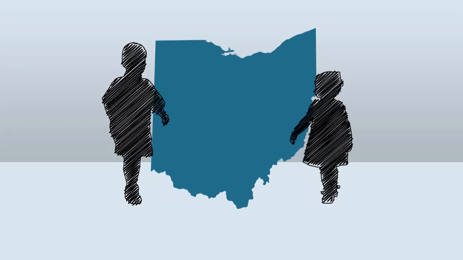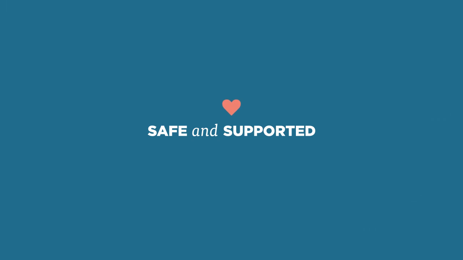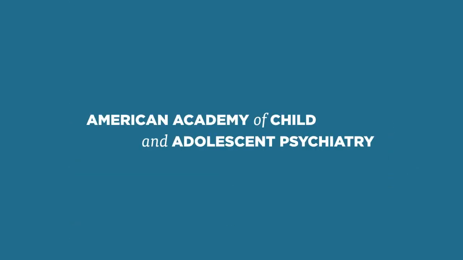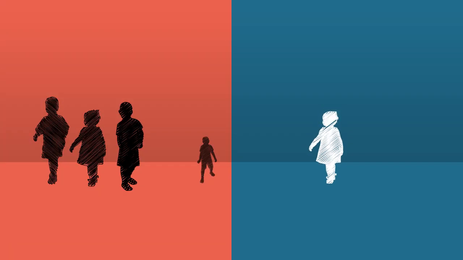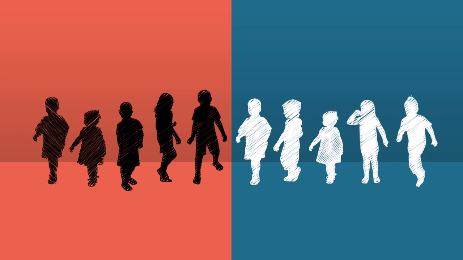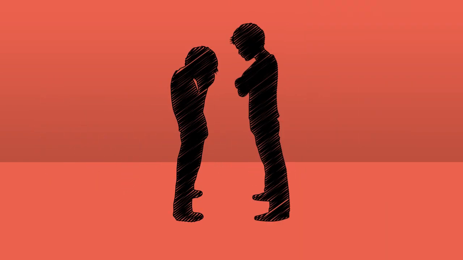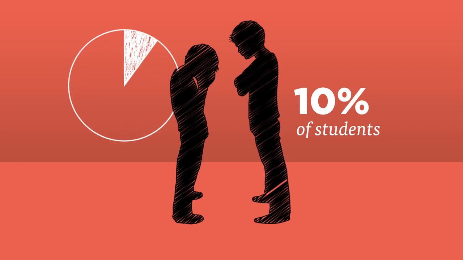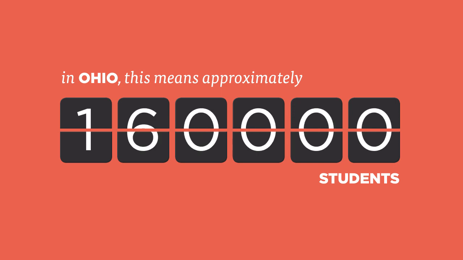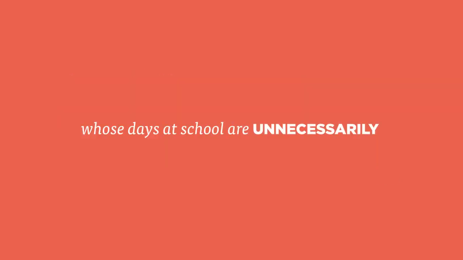It goes without saying, every girl and boy in any Ohio school must feel safe and supported so they can focus on learning. But according to the American Academy of Child and Adolescent Psychiatry, nearly half of all children experience bullying at some point in school. It happens regularly to at least 10% of students. In Ohio, this means approximately 160,000 students whose days at school are unnecessarily painful.